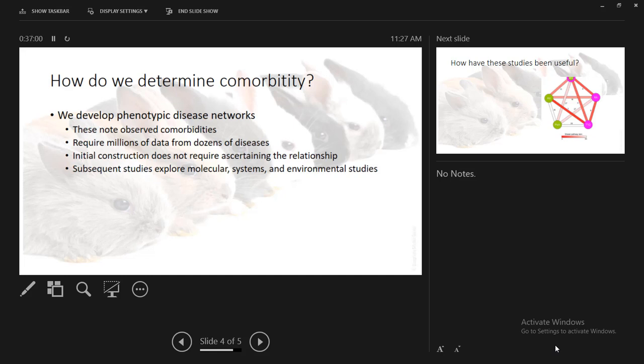Subsequent studies. After we've done these phenotypic disease networks, we can then go and say, all right, we're going to take 2 of these genetic illnesses, or 4 because we're ambitious, and try to figure out what the molecular relationships among these diseases are, what the systems biological relationships are, and then what some of the environmental factors are. But again, these have to be second to finding these comorbidities.